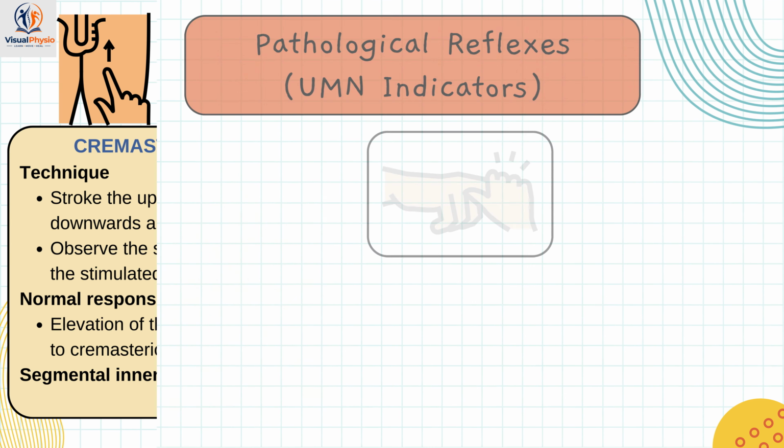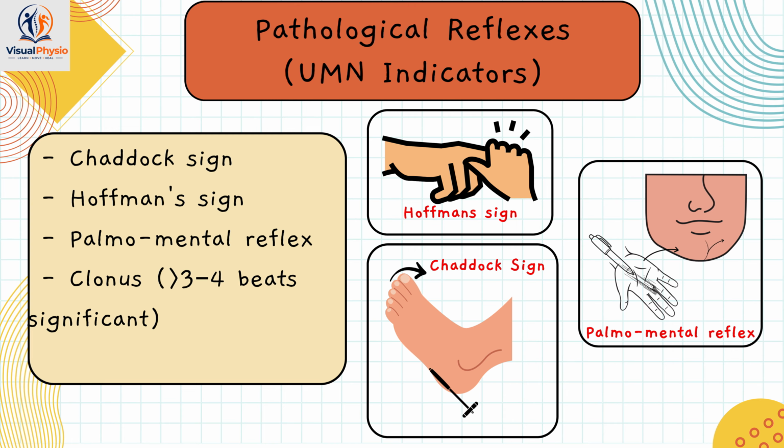There are a few pathological reflexes beyond the standard reflexes. There is a specific set that, when present, are a strong indicator of an upper motor neuron lesion. These shouldn't be present in a healthy adult nervous system. Chaddock sign, Hoffman sign, the palmomental reflex, and clonus of 3 to 4 beats or more. That last one is considered clinically significant, versus 1 or 2 beats, which can sometimes be a normal variant.